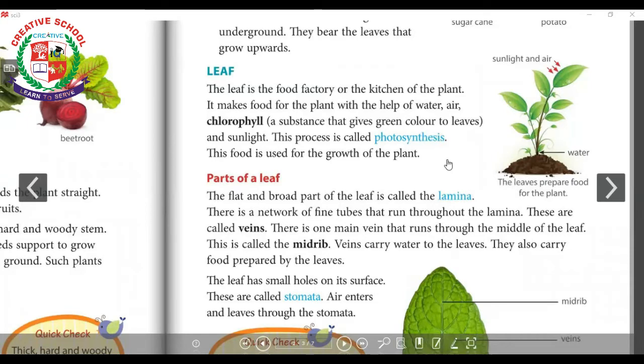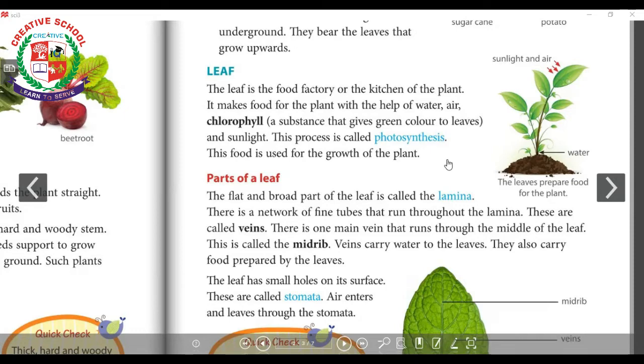Chlorophyll is a substance which gives green color to the leaves. The leaf is all green in color, no? Which is because of the chlorophyll present in it. So, this process is called photosynthesis. What is the process? It is called photosynthesis.